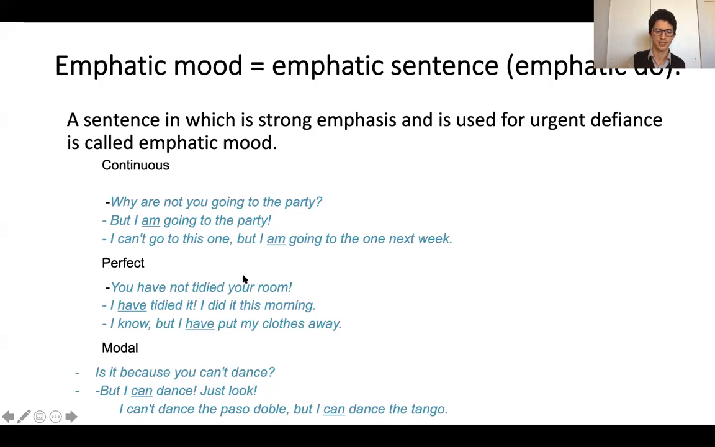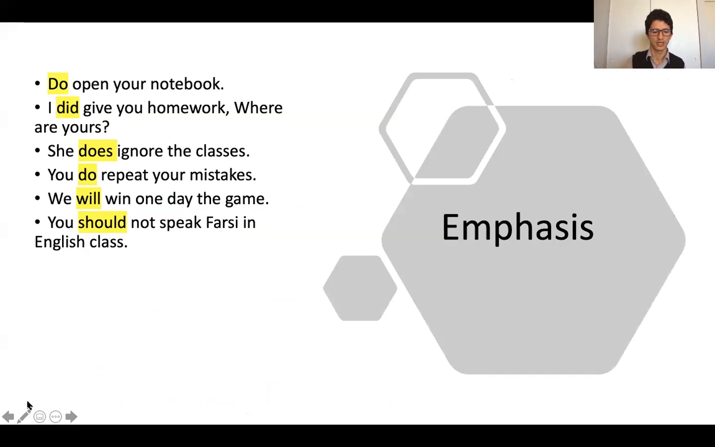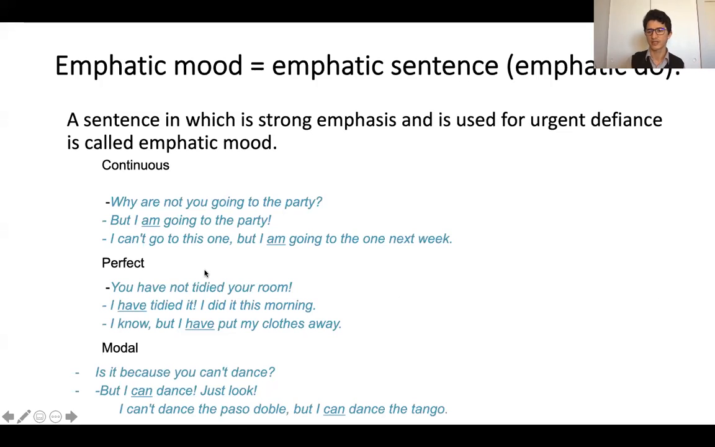Look at these examples again here. So we can use it in different tenses, like this one. Why are you not going to the party? So it's a question. Now we are trying to defend. But I'm going to the party. I am going to the party. So we put a stress on the word that is underlined here. I am going to the party.